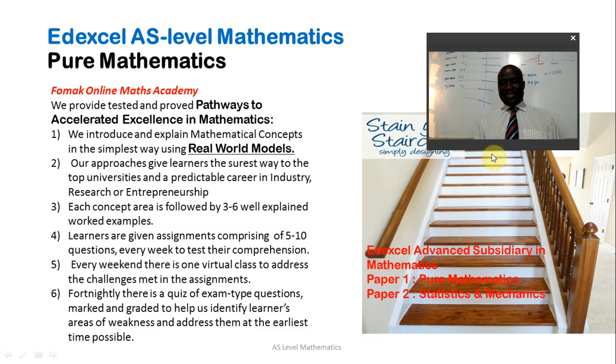Edexcel AS level mathematics comprises 2 papers. Paper 1 is pure mathematics. Paper 2 is statistics and mechanics. So we have 3 content areas: pure mathematics, statistics, and mechanics. The 2 papers combined and the 3 areas as a whole will take us 5 to 6 months to cover.